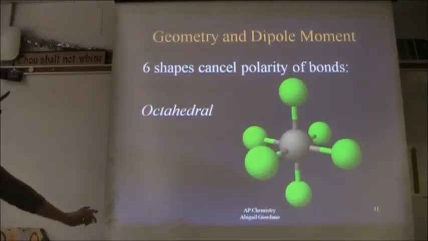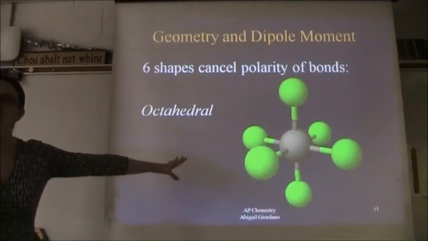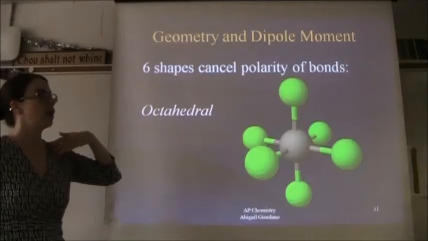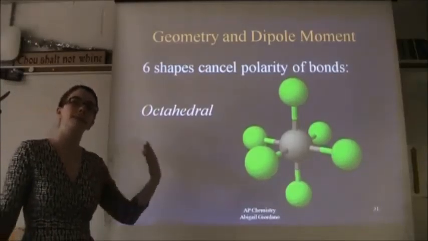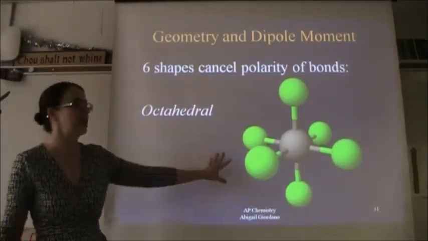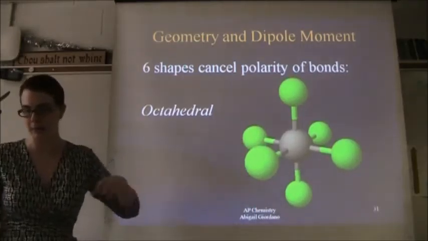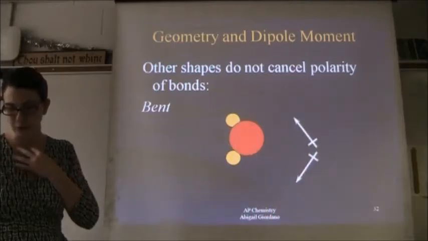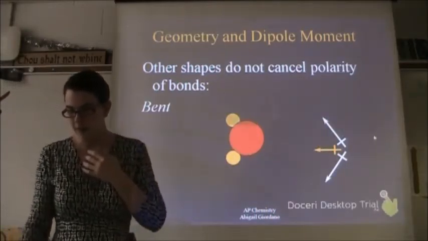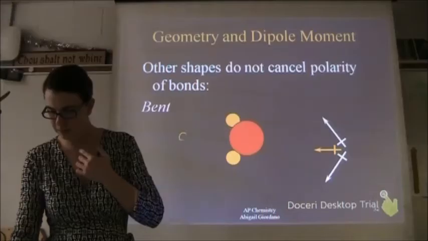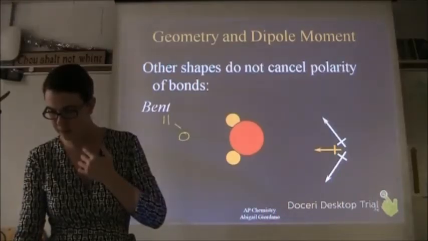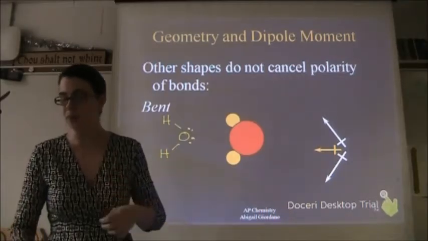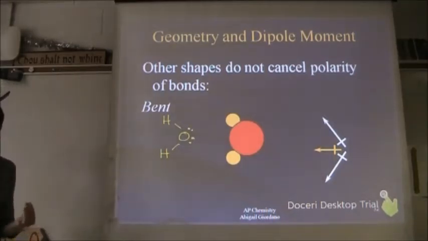Okay? So you have a handful of symmetrical shapes. You also have some shapes that will always give you a polar molecule, as opposed to these, which will typically give you a non-polar molecule. For example, this is one we're going to see a lot, because this is the shape of water. Water has a bent shape.